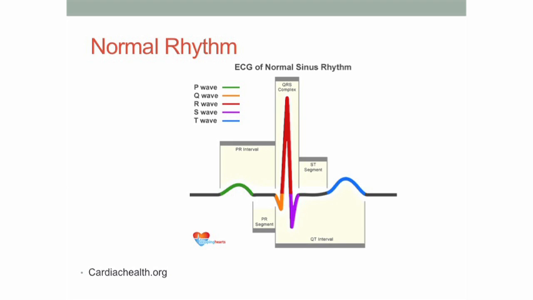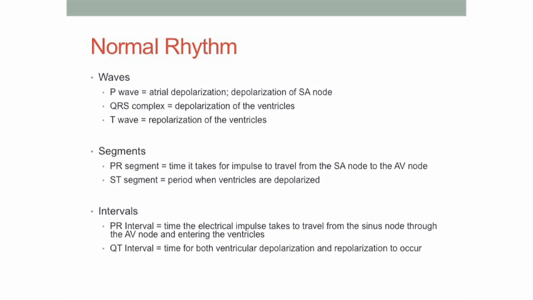As you can see, the first thing on the normal rhythm is the P wave, which is in green. And then there is the PR segment, and from the PR segment this goes into the QRS complex, the ST segment, and the T wave. And from the QRS complex to the end of the T wave is called the QT interval. So what does all this stuff mean?